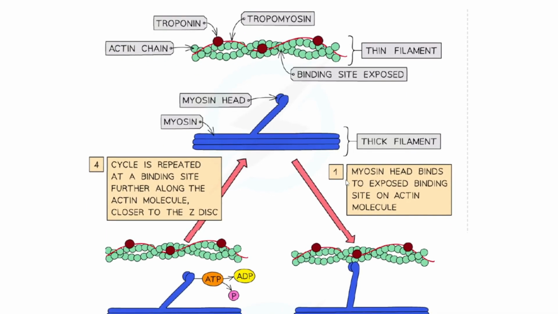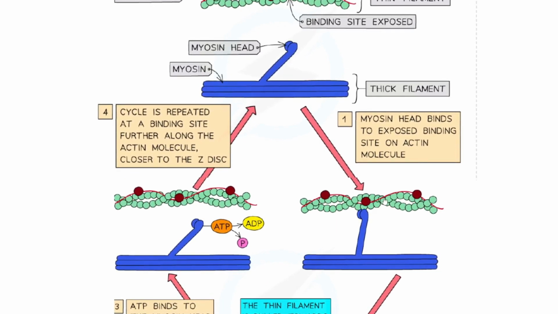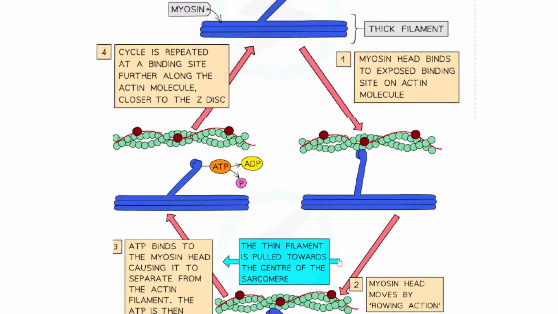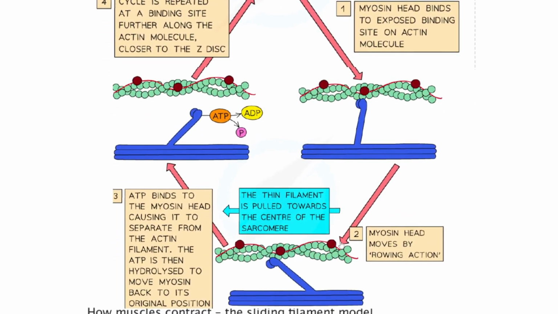You guys can see here that in step one, the myosin heads are attaching to the binding sites. When this happens, this causes the thin filament to move backwards. Now you guys can see the rowing action, right? Compare these two structures. It looks like the thick filament is moving forward, but it's not. What is happening is the thin filament is moving backwards. You can see this arrow: the thin filament is pulled towards the center of the sarcomere.